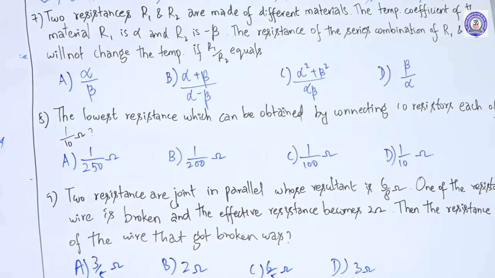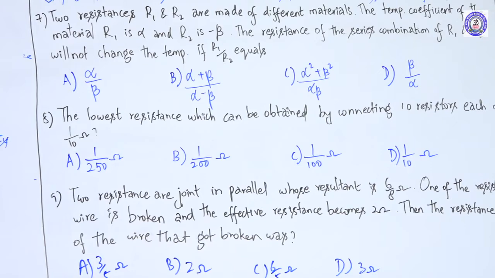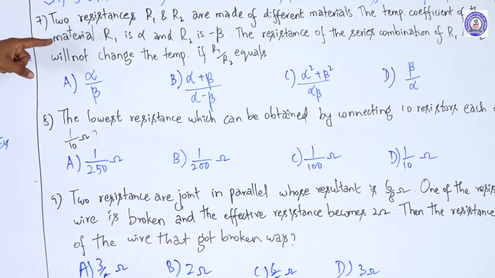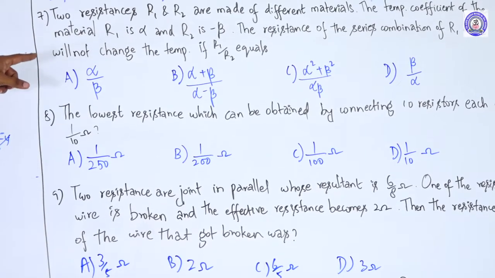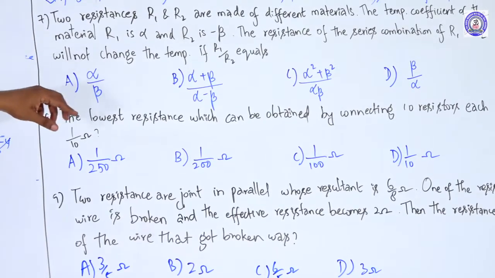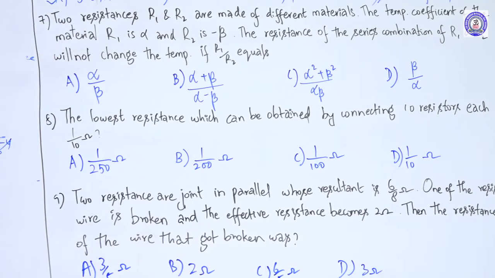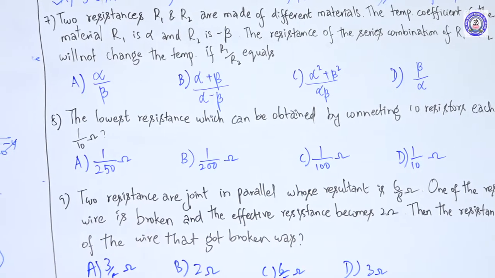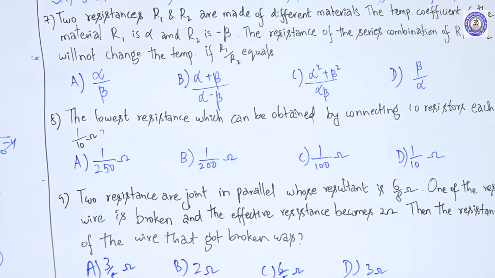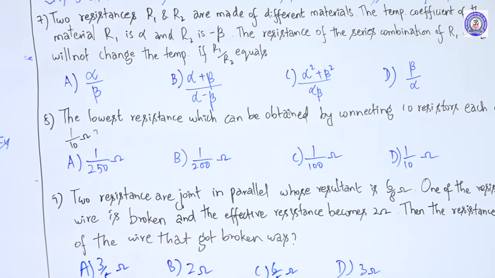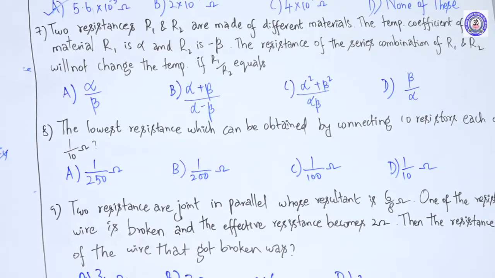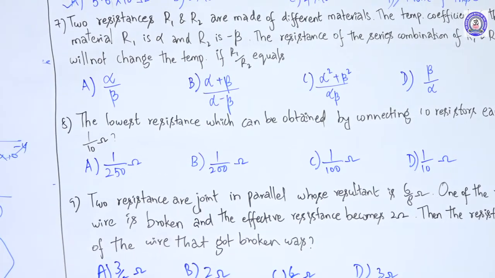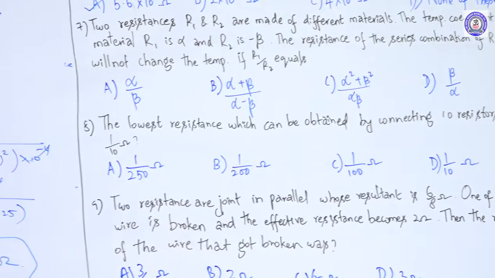Two resistances R1 and R2 are made of different materials. The temperature coefficient of the material R1 is alpha and R2 is minus beta. The resistance of the series combination of R1 and R2 will not change with temperature if R1 by R2 equals what? The resistance of a series combination R1 plus R2 means you have to sum up the two resistances. At what ratio will there be no change with temperature? What is the ratio of R1 by R2?